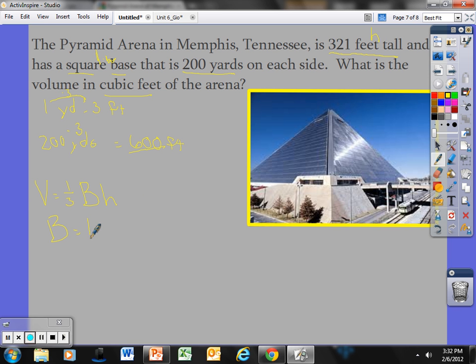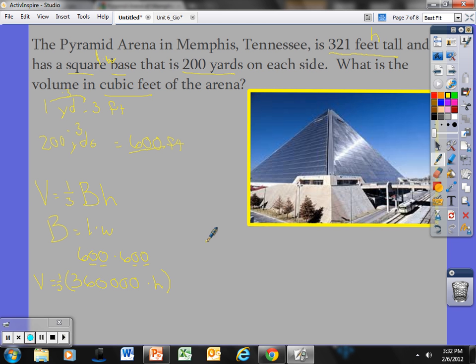That's length times width, so that is going to be 600 times 600. 600 times 600 is 36 with 1, 2, 3, 4 zeros. Okay, so now I have volume is equal to 1/3 area of the base times the height.